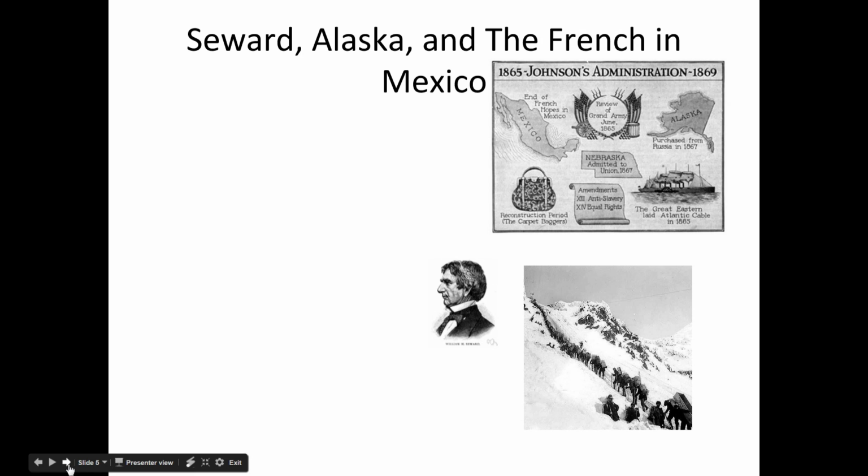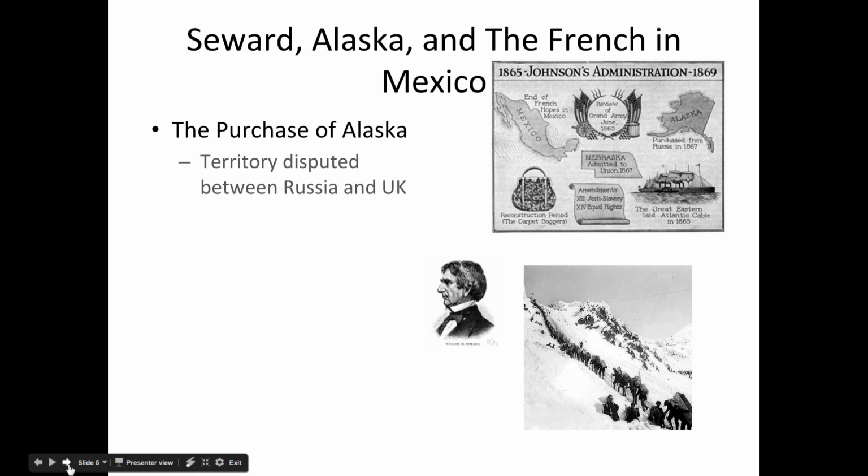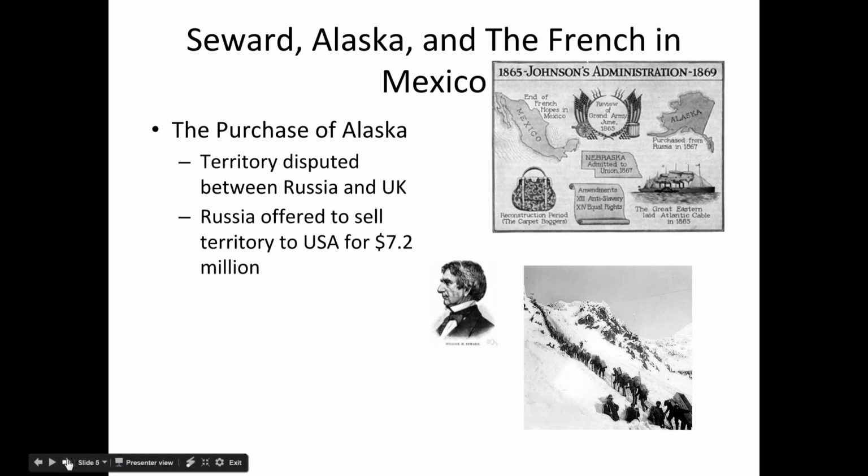Napoleon does back down, and you see us sort of flexing our muscles at the French, saying, stay out of the Western Hemisphere. With regards to Alaska, part of his expansionist ideas was that he wanted to purchase Alaska and add it to U.S. territories, and that would be purchasing it from Russia. There was territory that was disputed between Russia and the UK, and he saw the solution as, well, let the U.S. take it. So we offered to buy it for almost $7.5 million. It was seen at the time as Seward's folly.